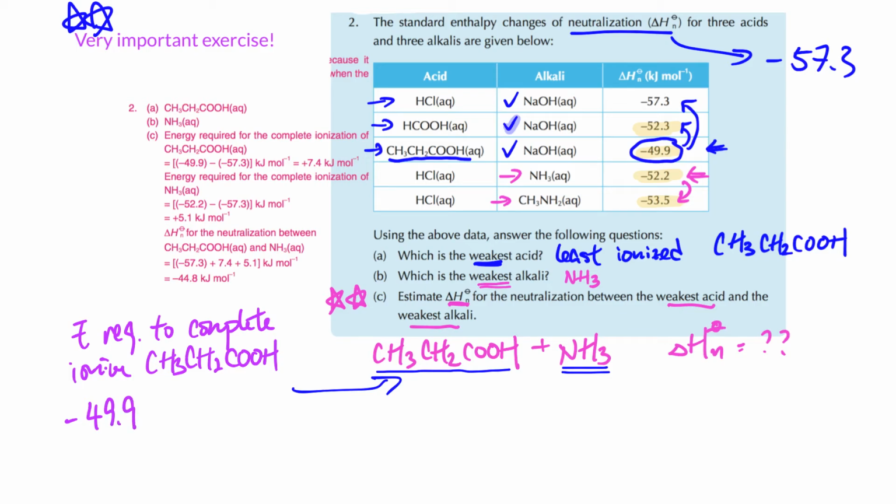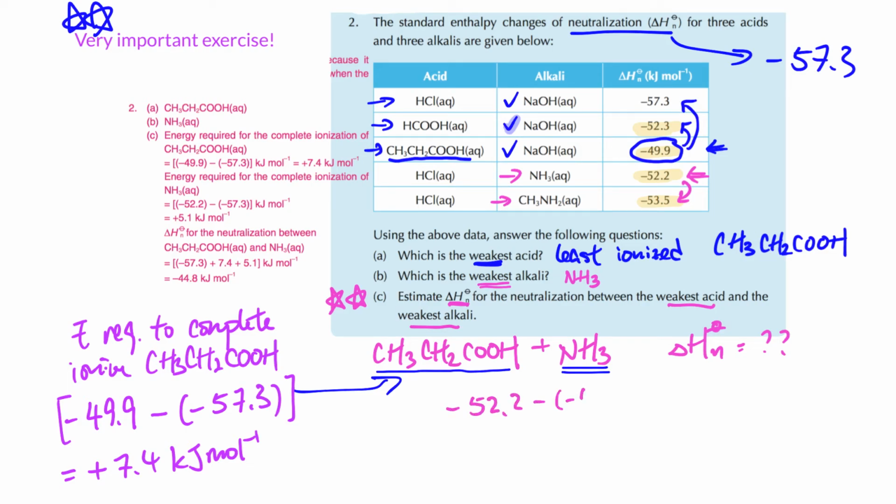We're going to minus negative 57.3. By doing this, we find that we have used 7.4 kilojoule per mole to ionize the propanoic acid completely. We use the same method. We can do the subtraction like 52.2 minus 57.3. By doing this, we will know that we need 5.1 kilojoule to completely ionize it.